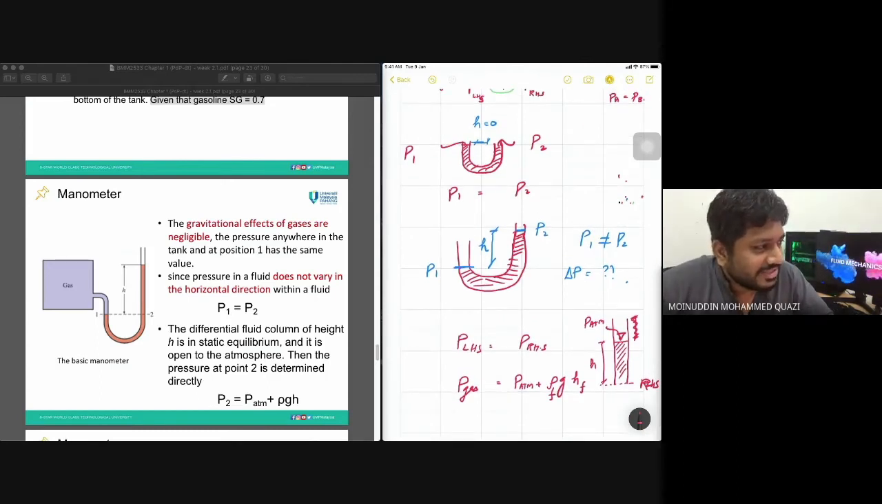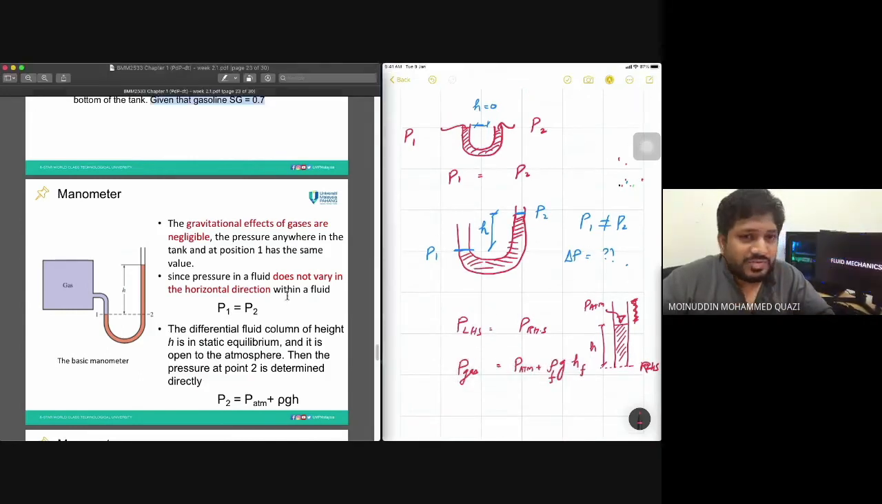How do we get this gas pressure? P2 is the gas pressure. So P2 is also P1. P1, which is the gas pressure, is equal to P2. This is equal to the atmospheric pressure which is acting, plus this height. We will solve the numerical, then it is easy to understand. Don't worry. So this is the simple type of manometer.